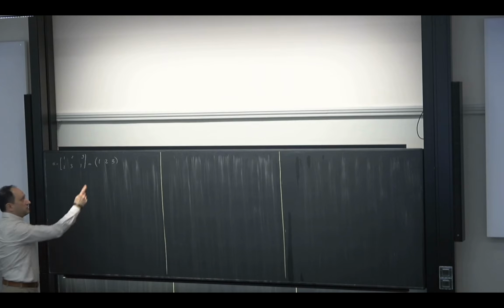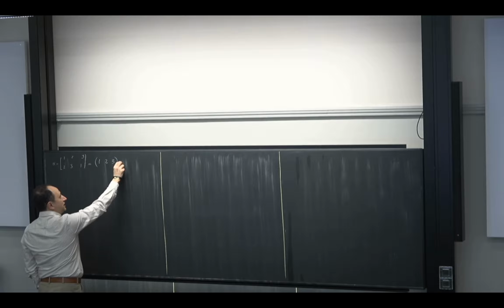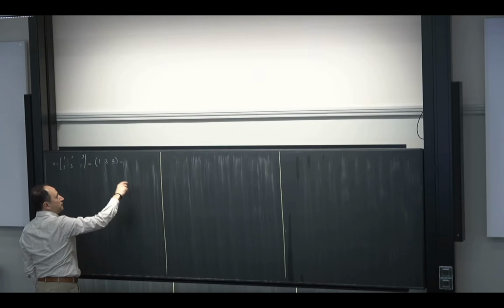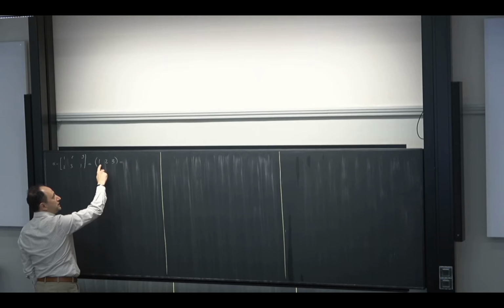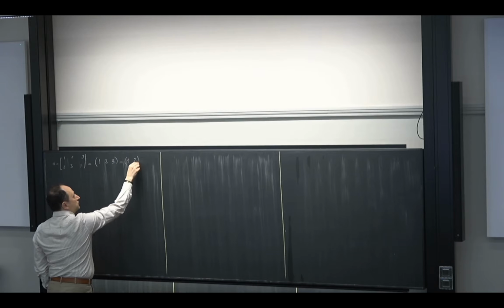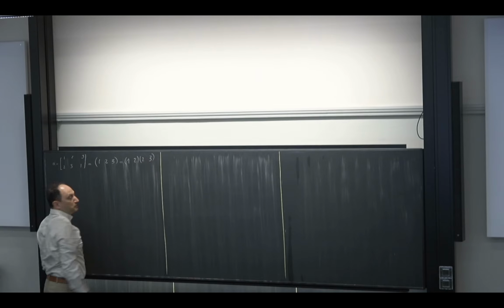And then, because this is just one single cycle, do you remember the general formula? The intuitive one is usually easy. So we write it as (1 2) times (2 3). Do you remember? That was the decomposition. So how many transpositions are involved? 2. So 2 is even, so we say alpha is even.